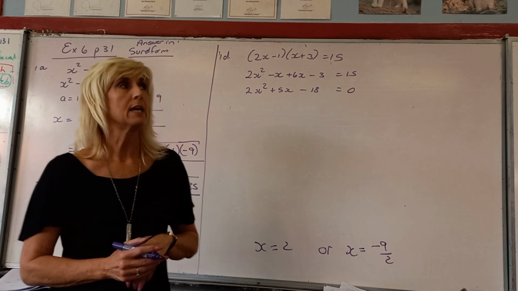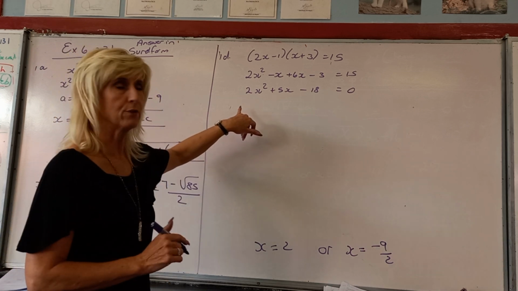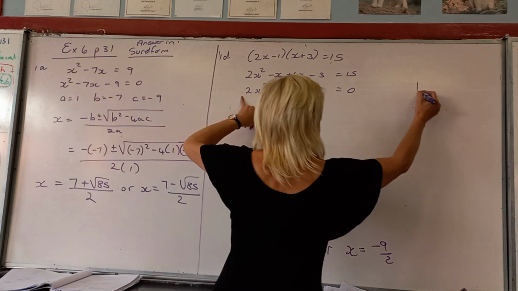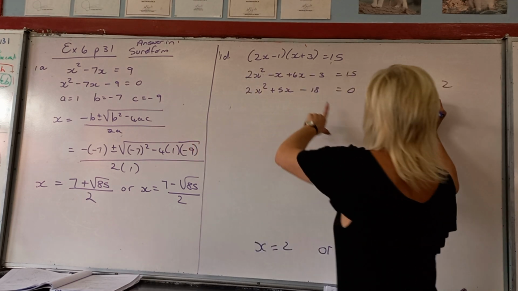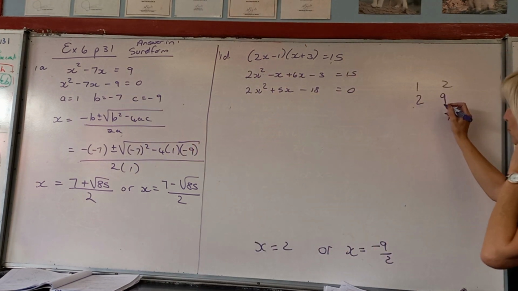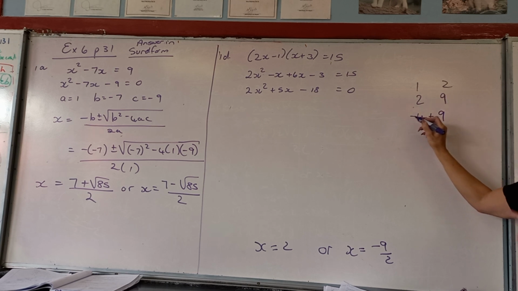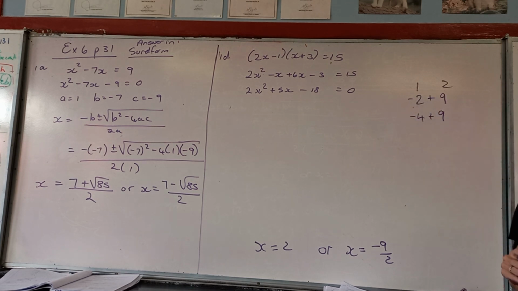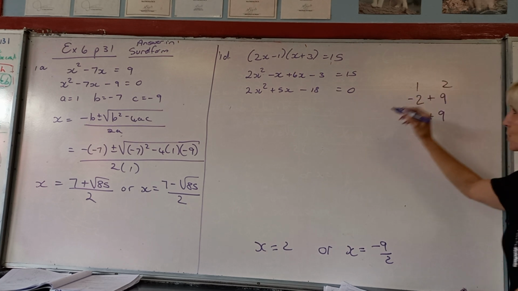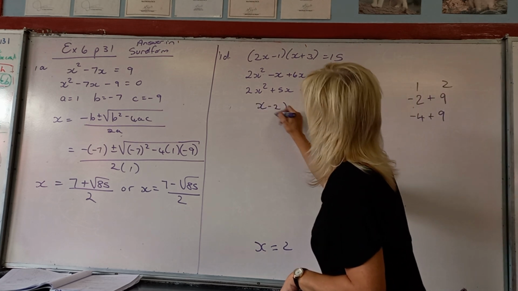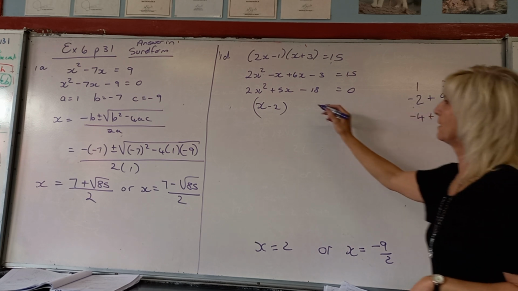If you went for factorization, I'm going to erase it just now. It would have been 1 times 2 and 3 times, no, it's 2 times 9 that worked. Cross multiply, and it actually did give me plus 5. You see it? Meaning, it's x minus 2 and 2x plus 9.